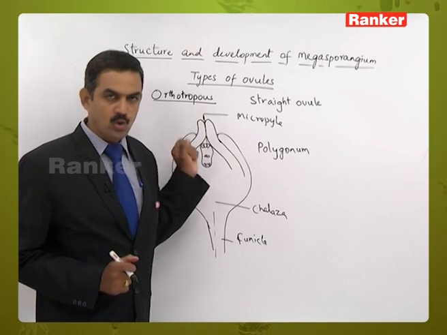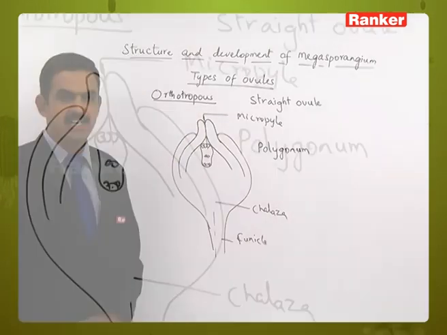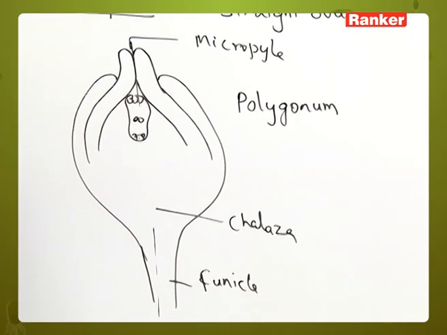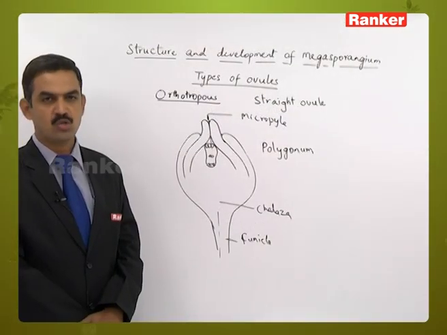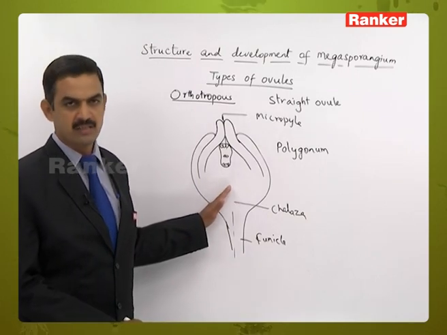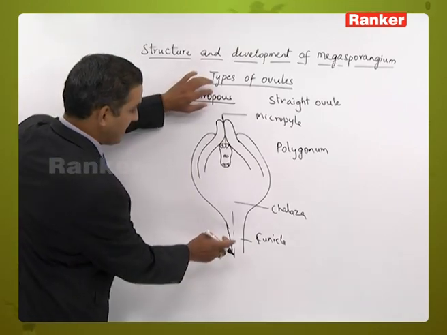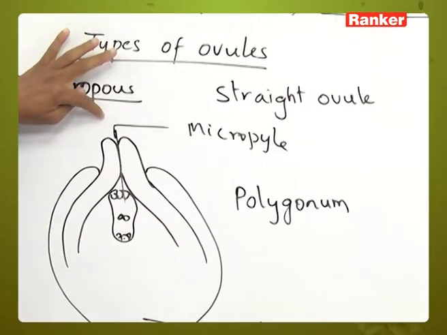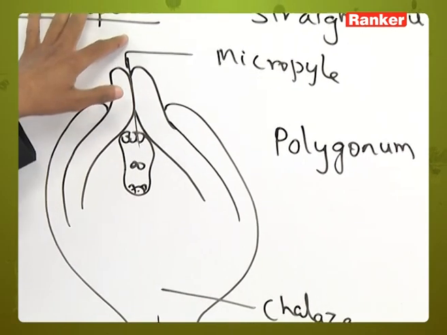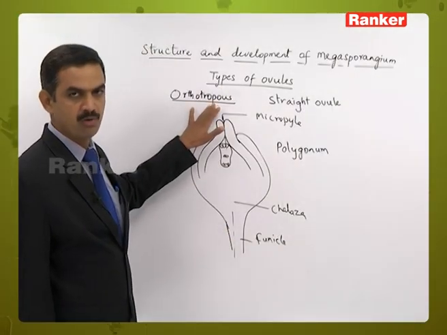And in this orthotropous ovule, the degree of curvature exhibited by the body of the ovule is 0 degrees, because it is not showing any type of curvature. And the distance between the funicle and micropyle is also the highest, because there is a long gap between the funiculus and the micropyle in this ovule.